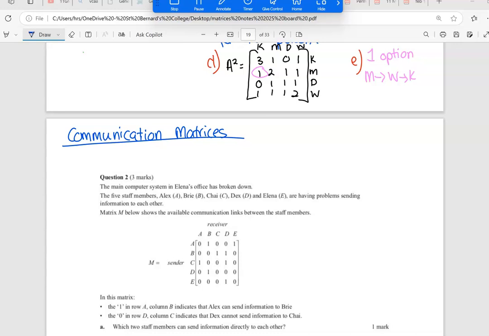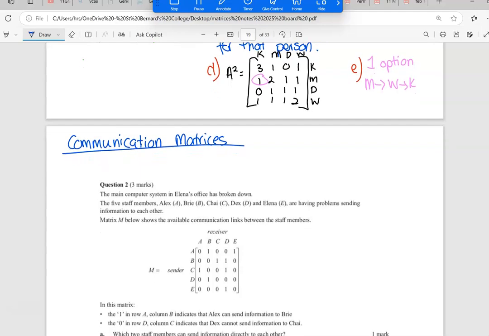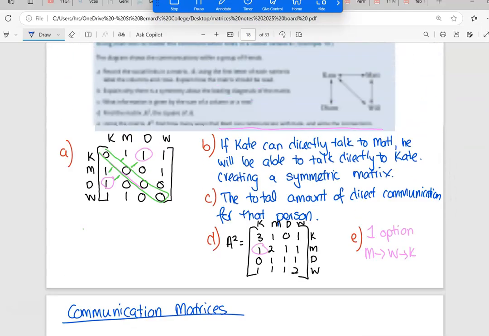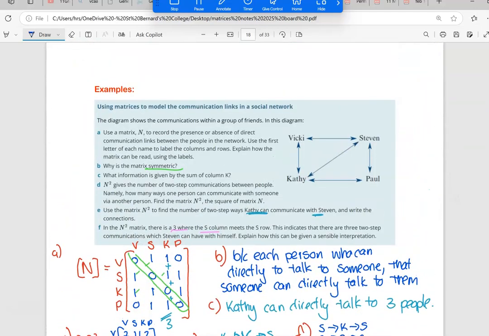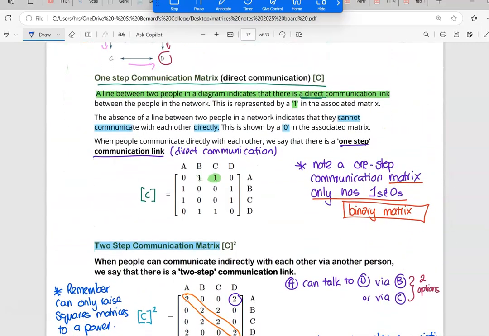All right, so the other day we looked at communication matrices. Remember, first of all, we had one-step communication matrices. So I'll just go back here. One step shows who can directly talk to someone else. So that's what one step is.